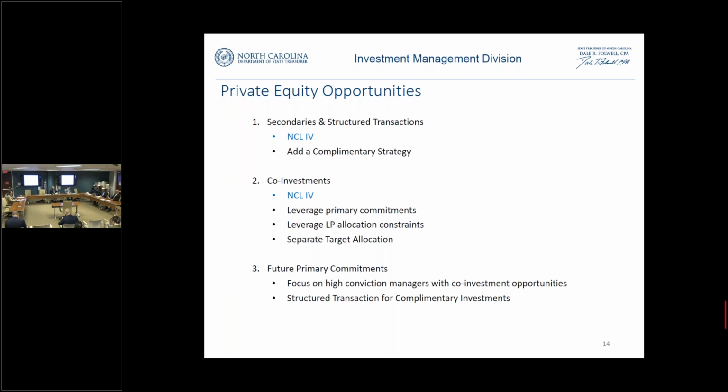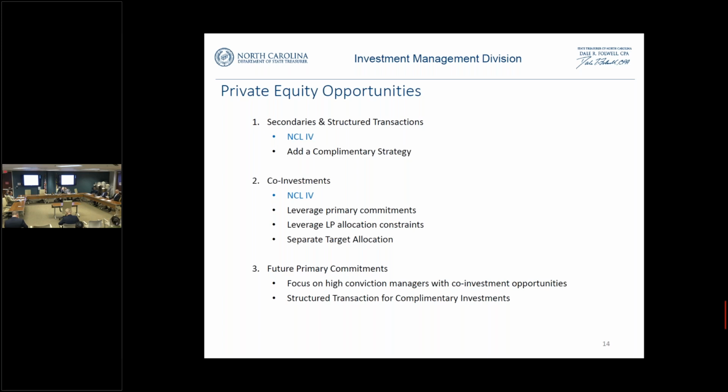Any questions? I was just going to say, for the co-investments, the next iteration is NCL4, which we want to do with a primary commitment to Aries Landmark that'll enable us to move our co-investment program up. And we've been able to leverage primary commitments we've made, but we also want to use the co-investments to leverage getting access to primary commitments, because there's now more availability with a fair number of LPs being up at their allocation constraints.